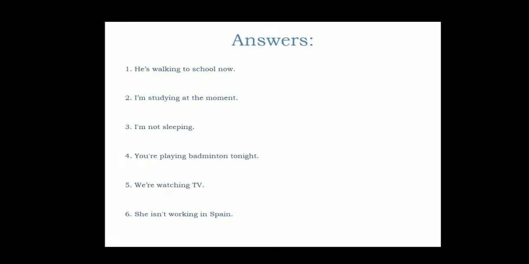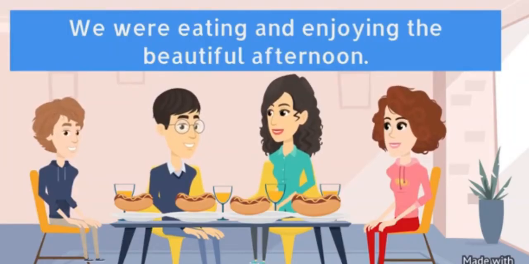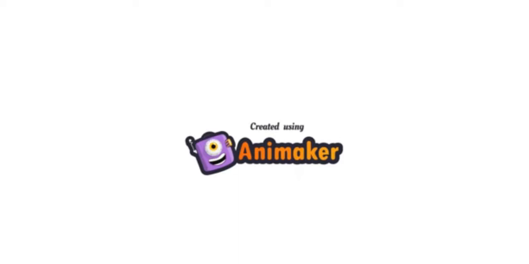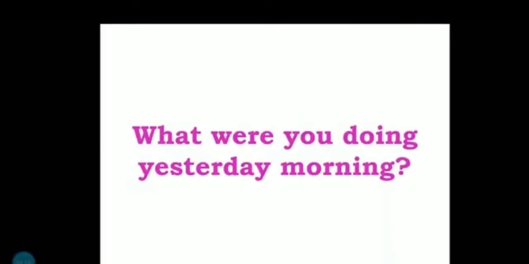He's walking to school now. I'm studying at the moment. I'm not sleeping. You're playing badminton tonight. We're watching TV. She isn't working in Spain. Look at the following examples and see how we form the past continuous tense.